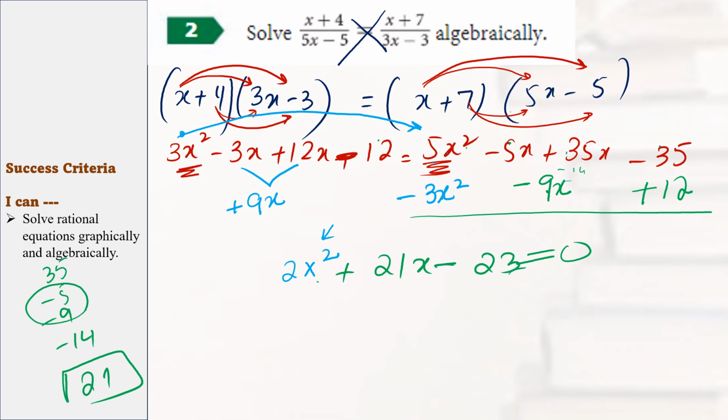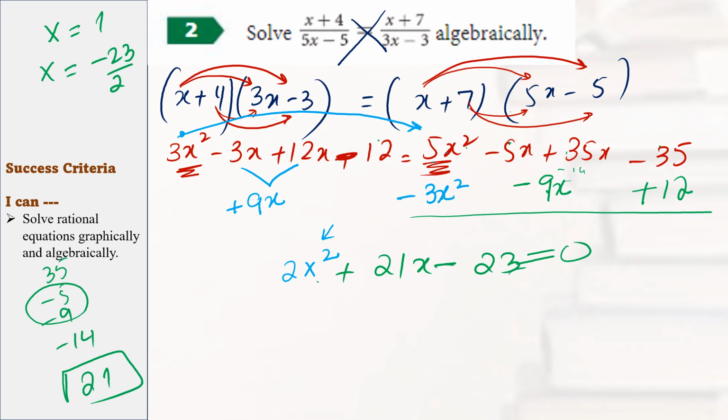What we have to do, we will go to the calculator and we will factor it easily. So how to factor it? You write 2, 21 and negative 23, and we will get the two answers. Remember, x equals 1 and the other answer is x equals negative 23 over 2.